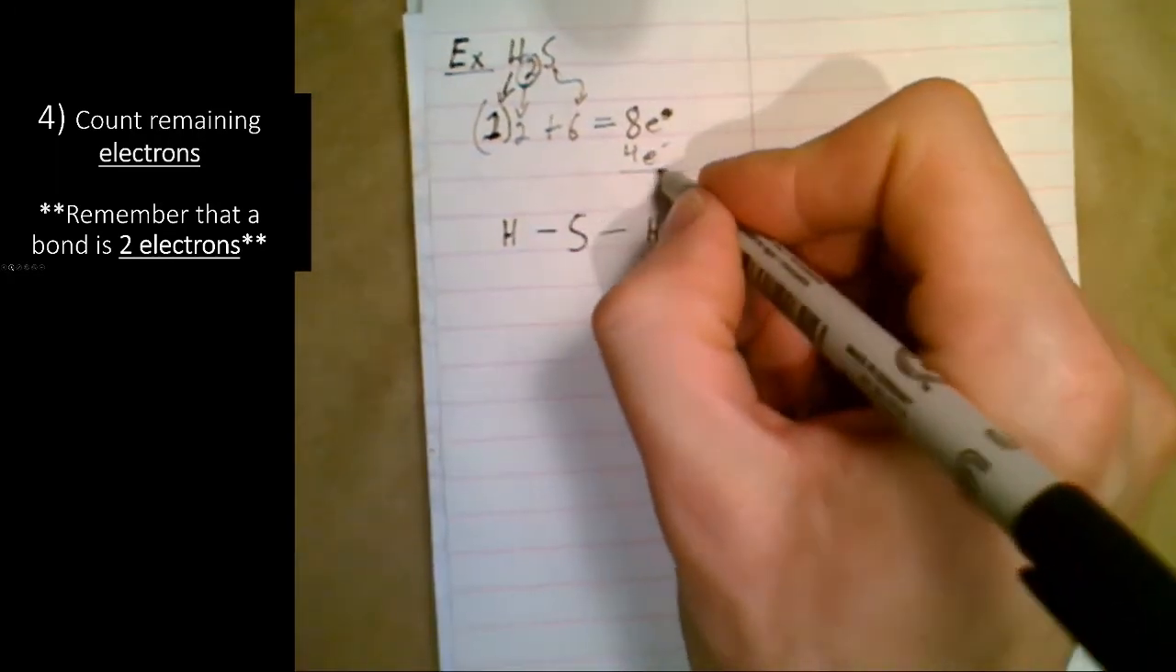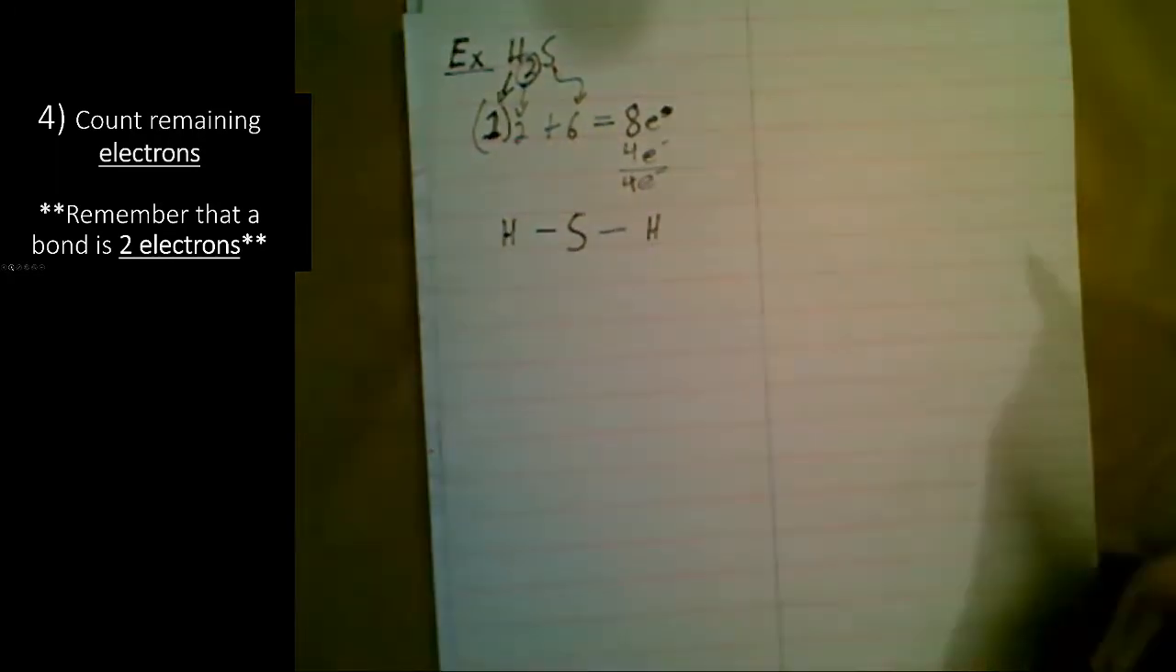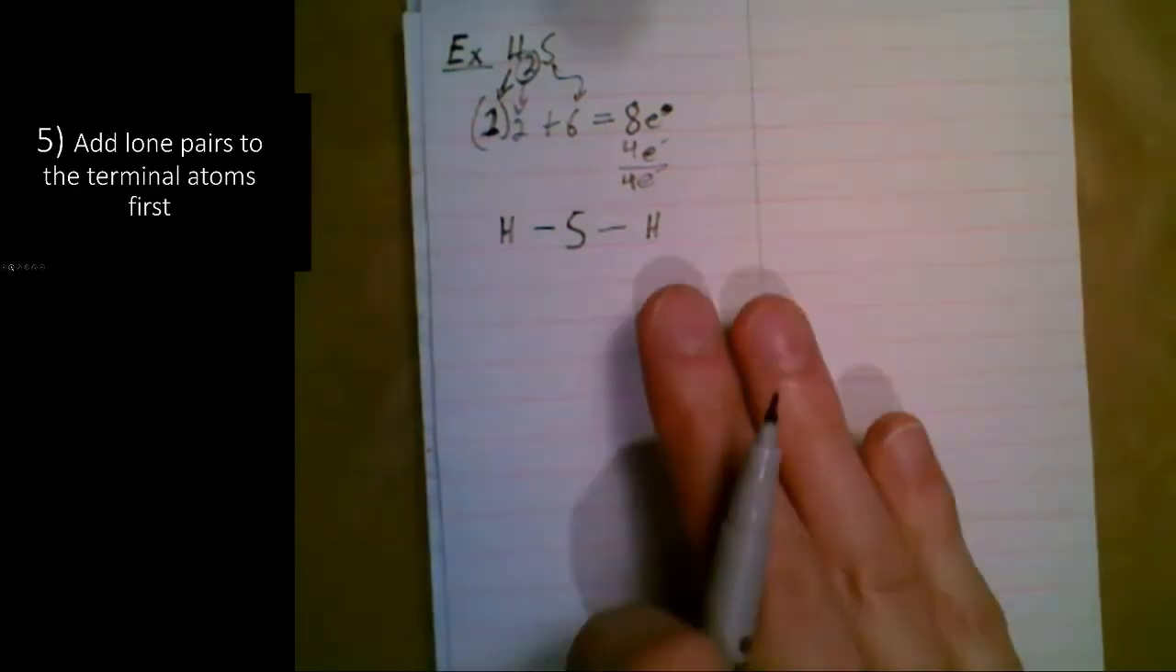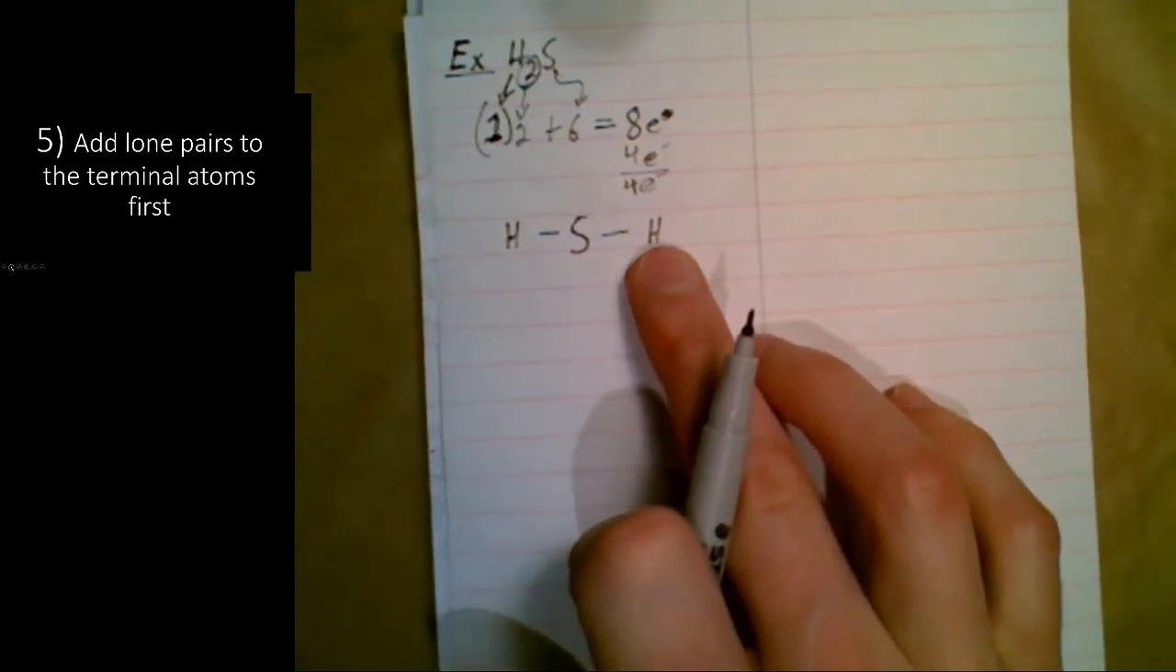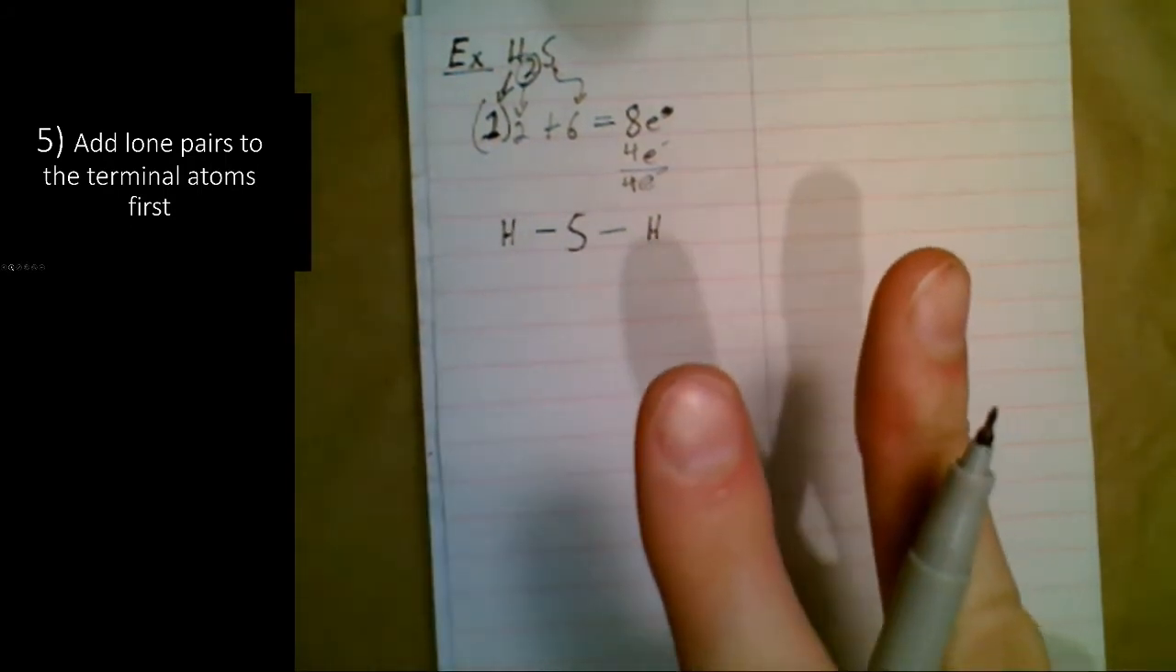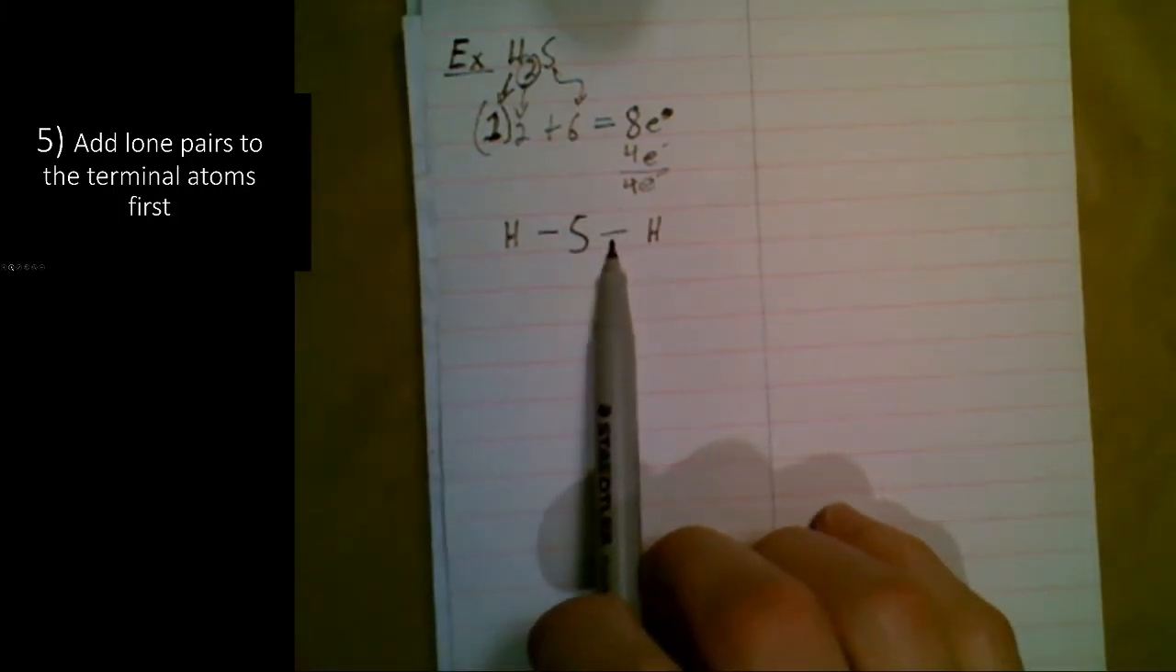So that means there is a total of 4 electrons left. And so now what we would do is add lone pairs to terminal atoms. But hydrogen can't have an octet. It can only ever have 2 electrons surrounding it, and it already has 2 electrons surrounding it. So now we still have these 4 electrons left, and sulfur doesn't have an octet.